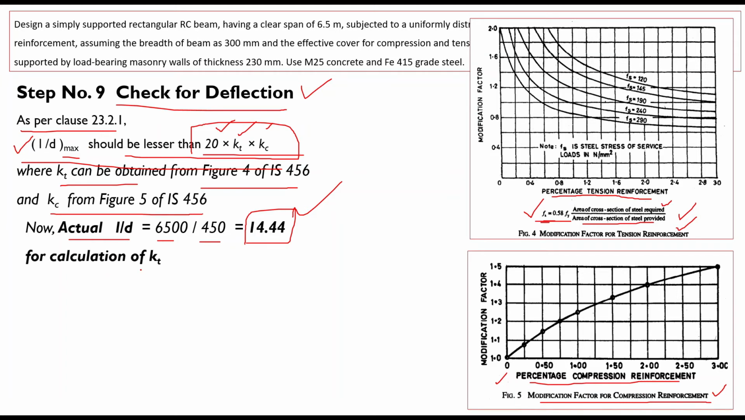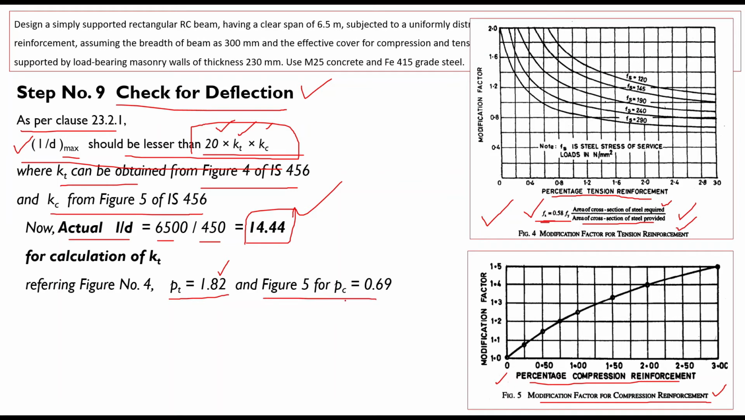Now how to calculate Kt? First of all, we have to refer to figure number 4. Referring to figure number 4, Pt is the percentage of steel in the tension side which we calculated in the previous step, that is 1.82, and Pc will be used in case of figure number 5. So first we refer to figure number 4 to calculate Kt, and for Kc we will refer to figure number 5.